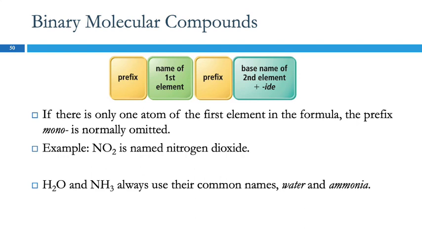This is another thing that you should remember. In Chem 1A, we have 2 compounds that are always going to use their common names. So we just need to remember them. H2O is water, and NH3 is ammonia. Now, these have systematic names, dihydrogen monoxide, nitrogen trihydride, but we never call them that.